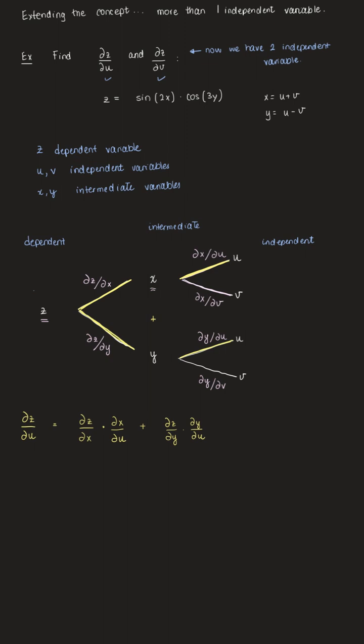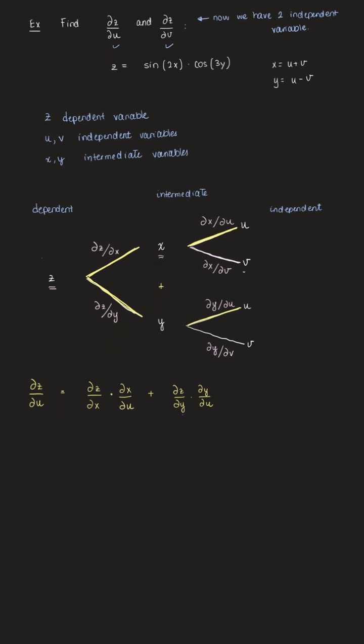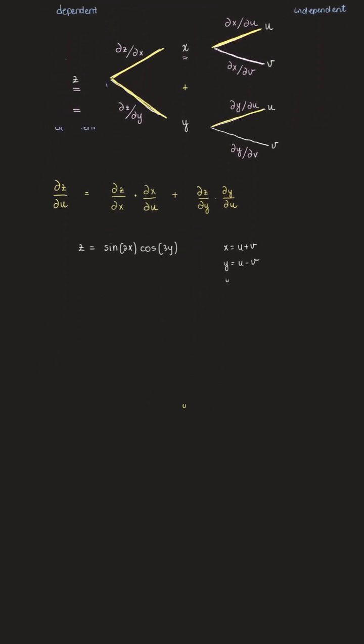All right, we had an original problem. So our original problem was z, I'll write this in a different color, I'll write it again so I can scroll up. This z is sine 2x, cosine 3y. And x is u plus v, y is u minus v. And we want to find first our partial derivative of z with respect to u.